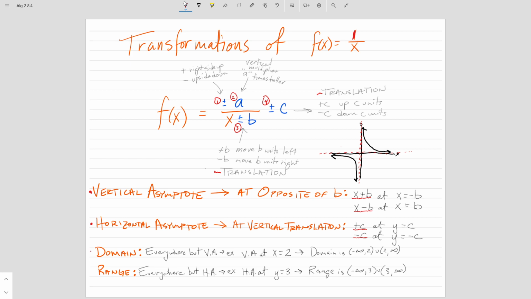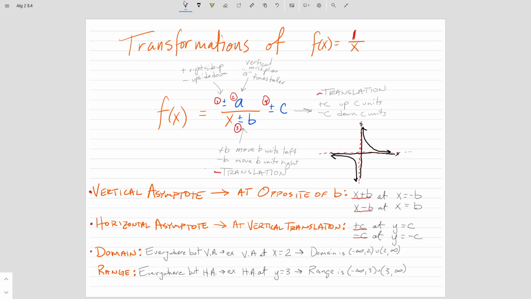Domain and range. Your domain, I don't know if this is a great way to say this, your domain and your vertical asymptotes are tied together. Domain represents every location that you can put a number in place of x. So the only place you can't put an x is at a vertical asymptote. So your domain is the exact opposite of vertical asymptotes.